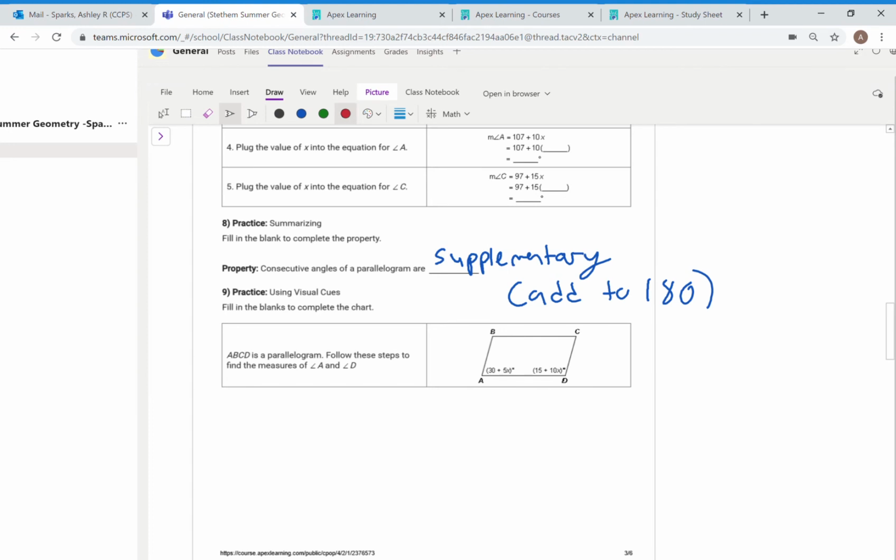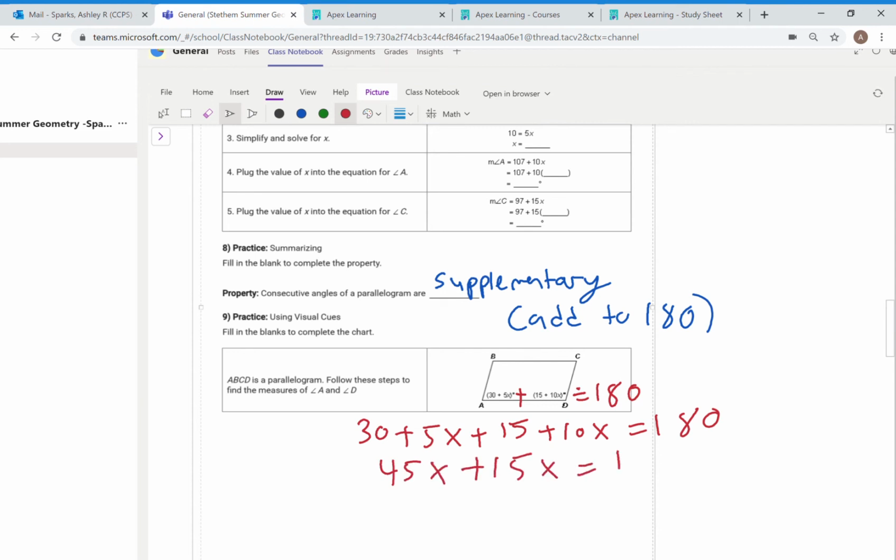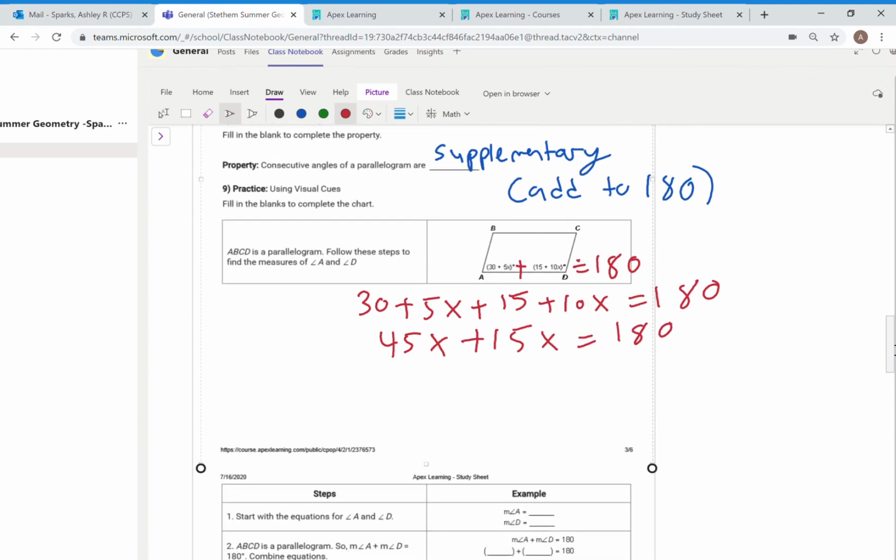So what I know here is if I add these two together, I should equal out to 180. That is what supplementary means. So 30 plus 5x plus 15 plus 10x equals 180. Combine your like terms on this side. So I get 45 plus 15x equal to 180. Oh, I'm sorry, 45 plus 15x, not 45x.